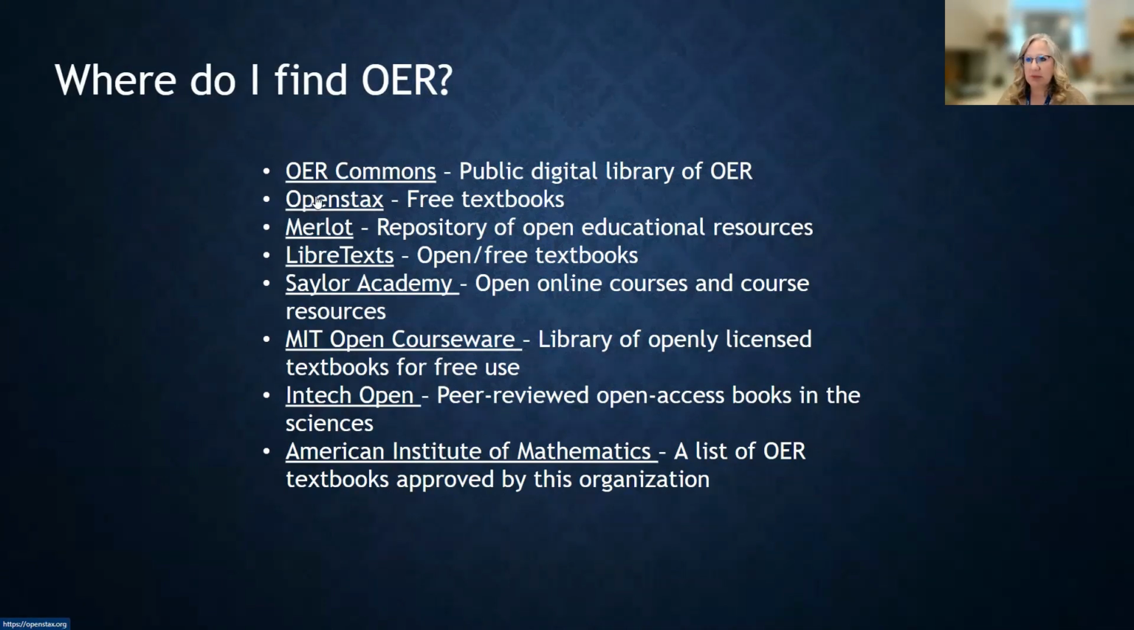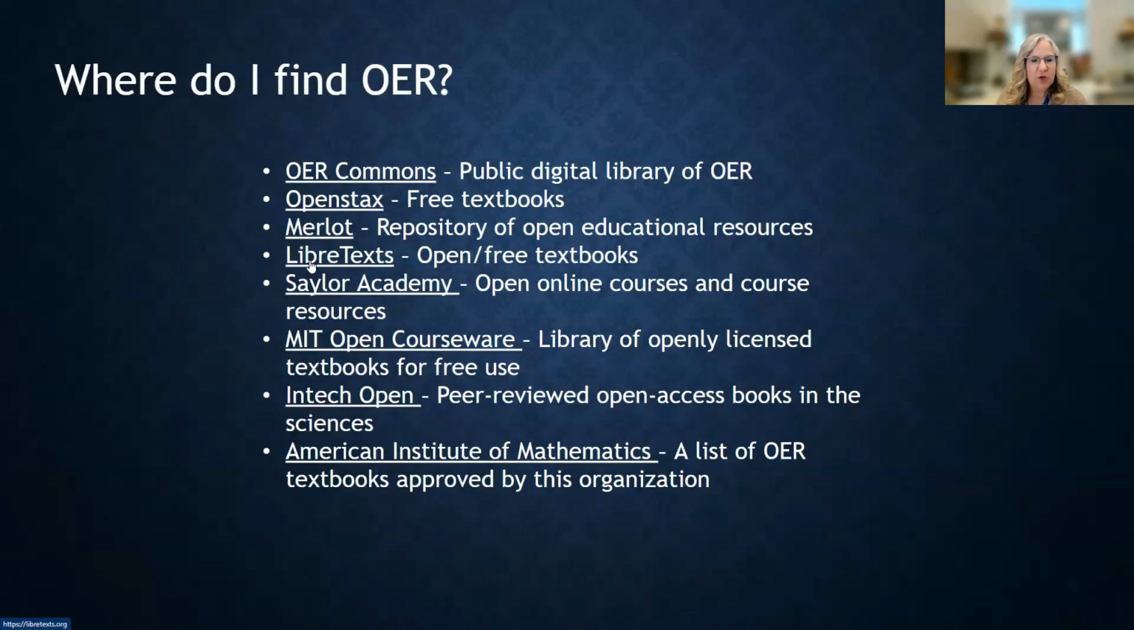OpenStax is a great place to find free textbooks. They have lots and lots of books on a variety of topics. Merlot, to me, is not quite as good as OpenStax now. It used to be the other way around, but they still are a really great repository. And these don't just have books. They have videos, they have projects, they have all sorts of things. Some of them have full courses.